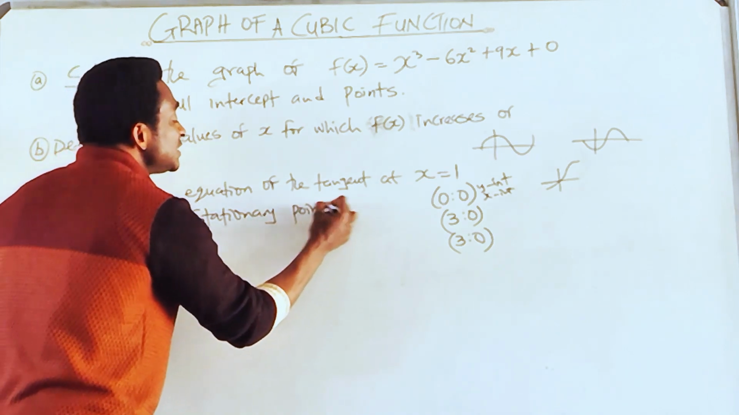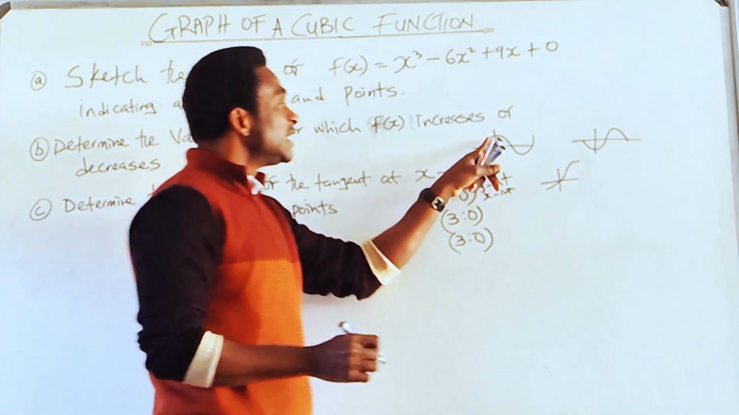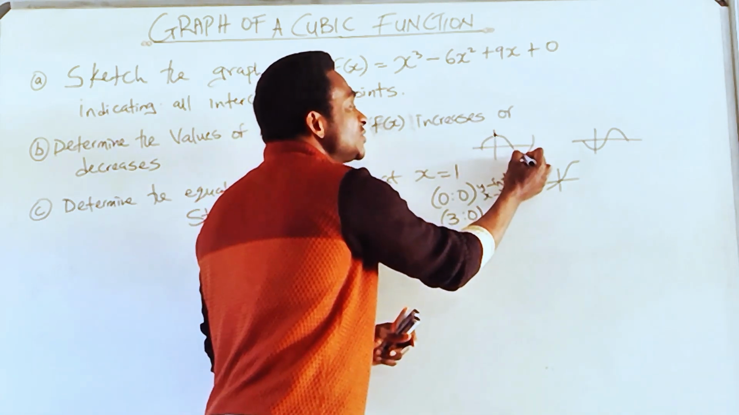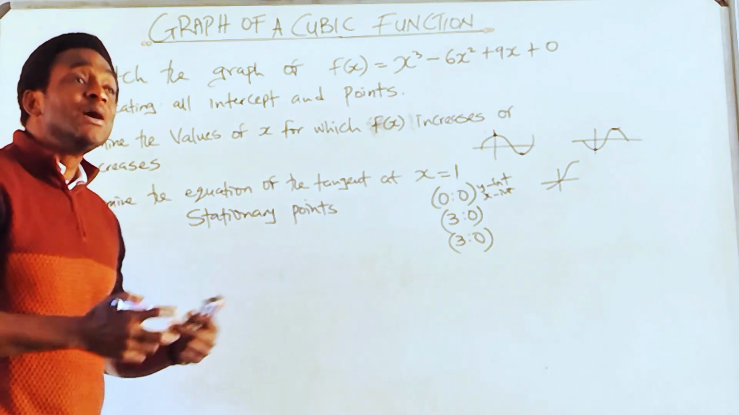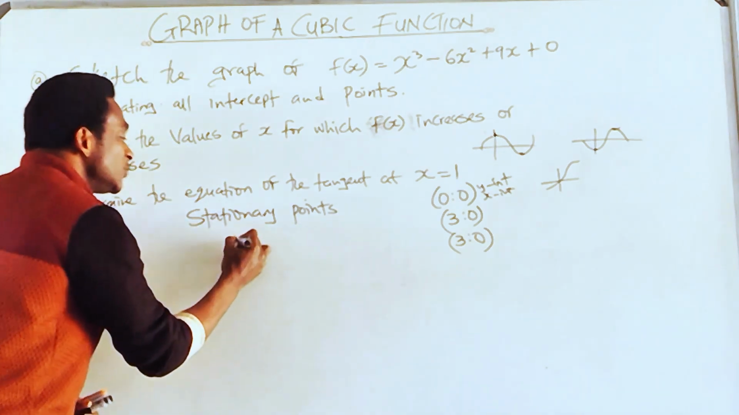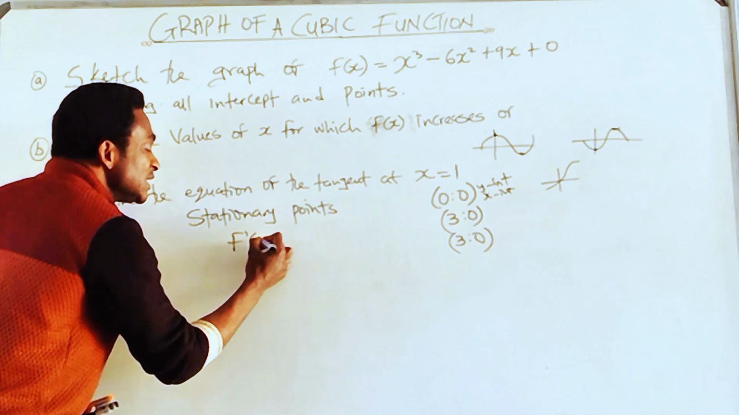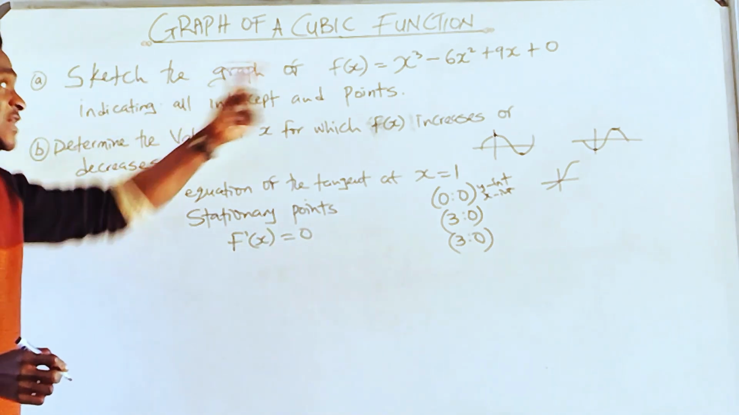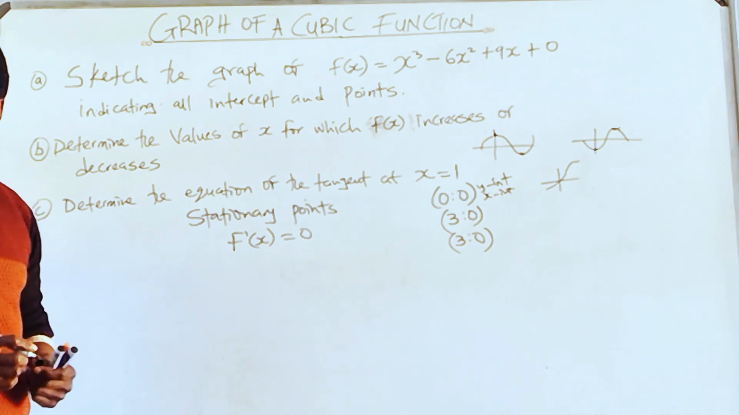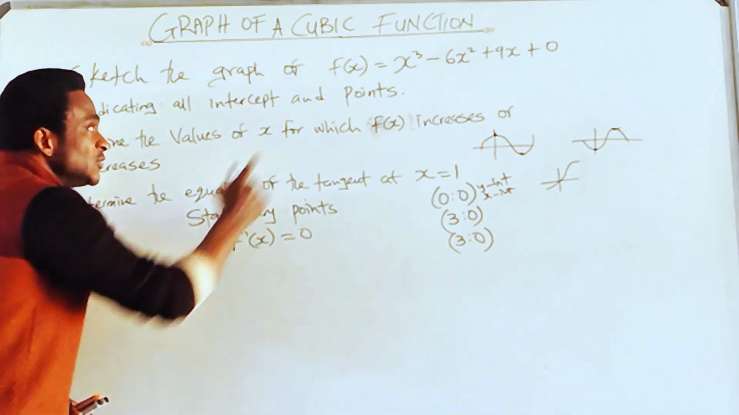Stationary points are the same thing as the turning points. If you look at this graph, it has 2 stationary points. So the turning points for this will be 2. How do we get our turning points? To get our turning points using calculus, the first derivative must be equated to 0. So let's go through that.